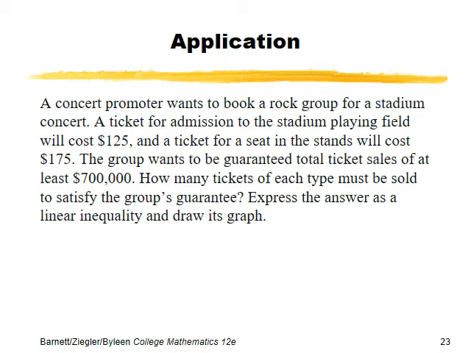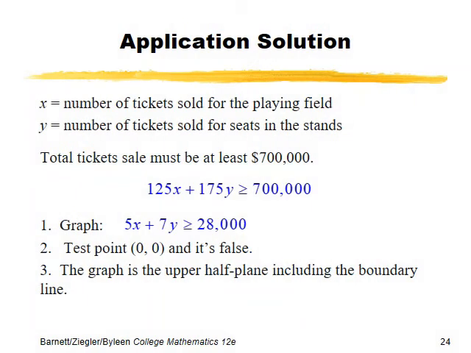So here is an application problem. A concert promoter wants to book a rock group for a stadium concert. A ticket for admission to the stadium playing field will cost a certain amount, and a ticket for a seat in the stand will cost $6. We say x is the cost for stands and y is the cost for seat, and the total sales guaranteed would be at least, which means the total would be greater than or equal to 700,000. So this is the linear inequality, that the total sales will be at least 700,000.